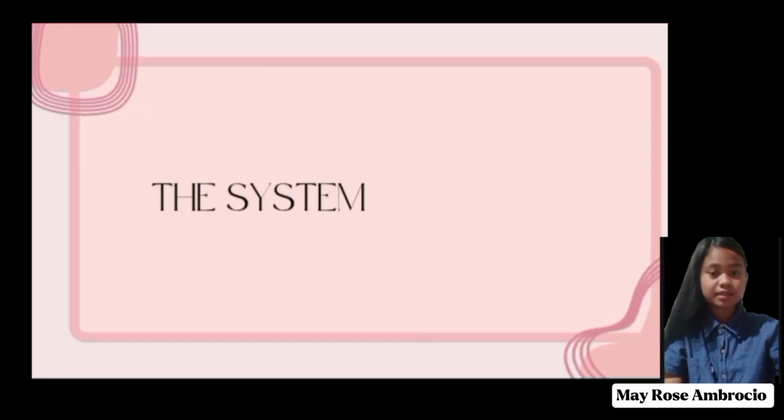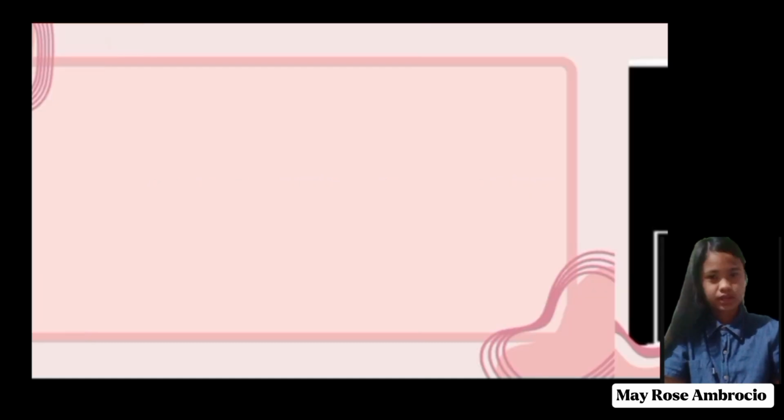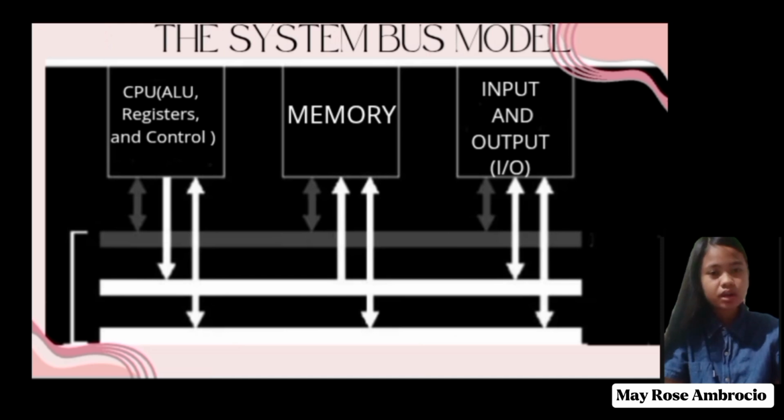Tatalakayin natin ang system bus model, na kung saan the system bus model has three major components. Katulad din kanina sa dinescuss, they have a CPU or the central processing unit that processes data, memory units that hold data for processing, and the input and output unit that is used by a user to communicate with a computer. Now, we're going to discuss the different types of buses.